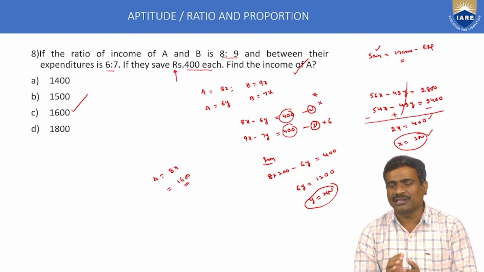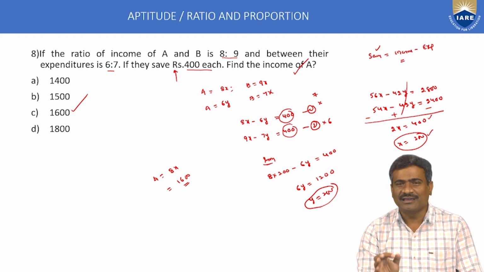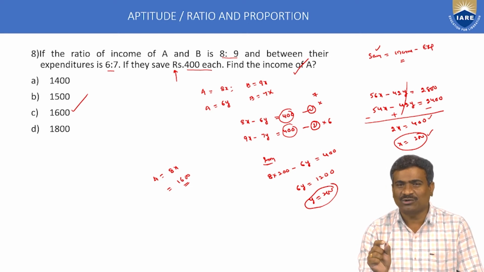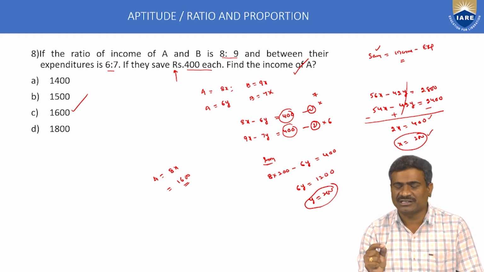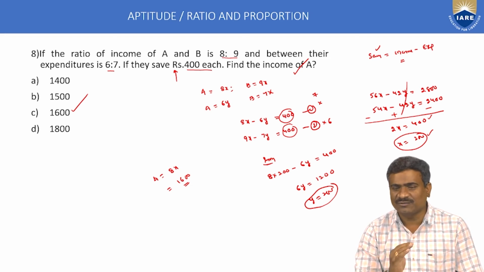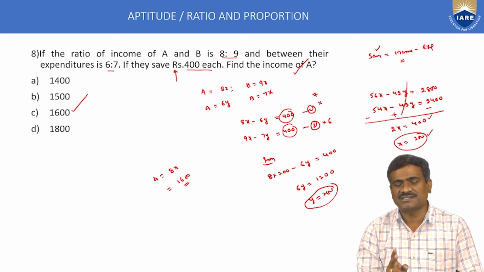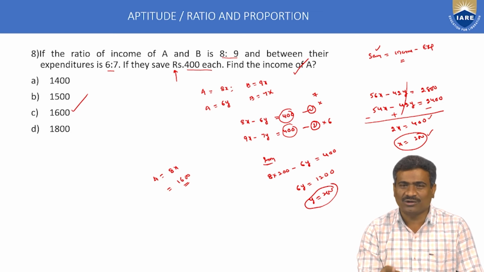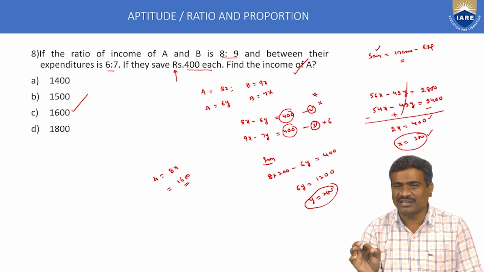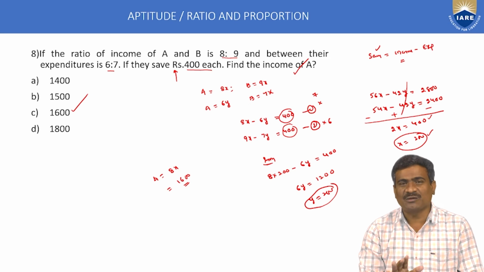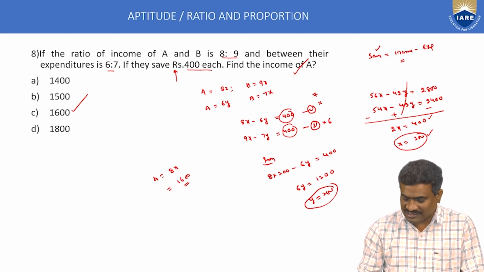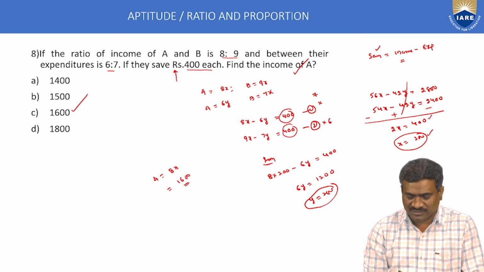This model is again important. The logic: saving is equal to income minus expenditure. In the equation solving method, A saving 400, B saving 400. Two equations, two unknowns. Calculate x and y. x is called income, y is called expenditure. This is about the first method. This method is lengthy and complex.